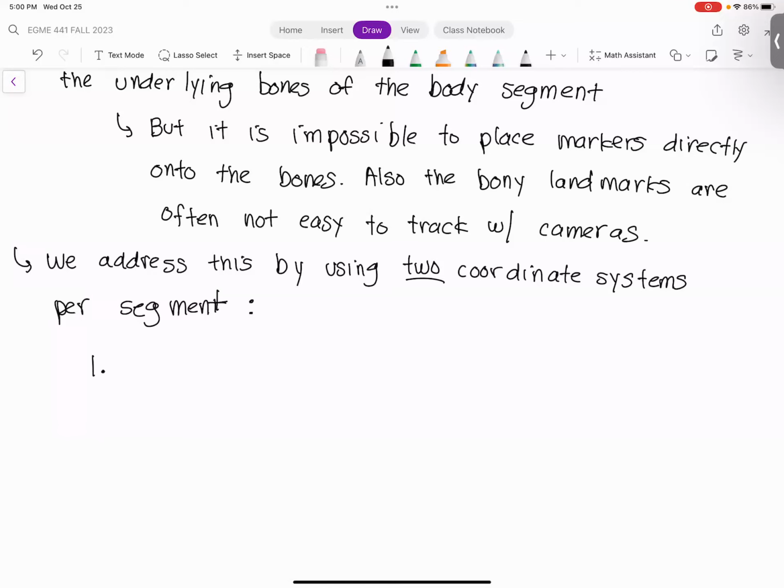We call this the anatomical reference frame. The idea with the anatomical reference frame is that this is the reference frame that's basically attached to the underlying bones. And so usually this involves placing markers all the way up and down the body segment. They're positioned in a way so that whatever axis we choose, usually the x-axis, will align with the axis of the long bone.